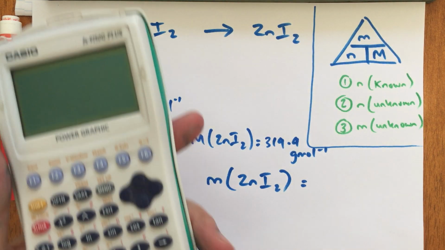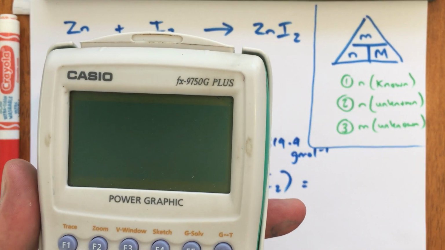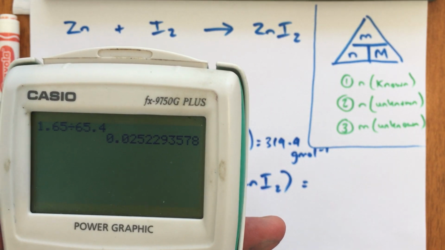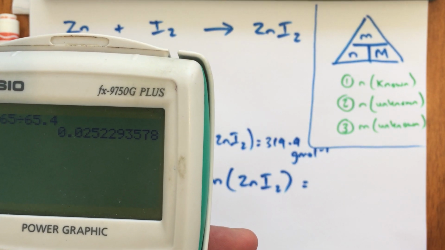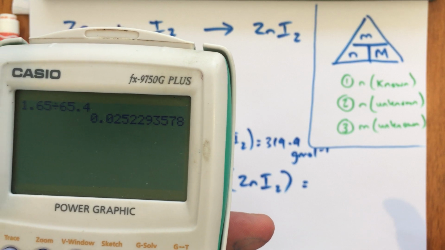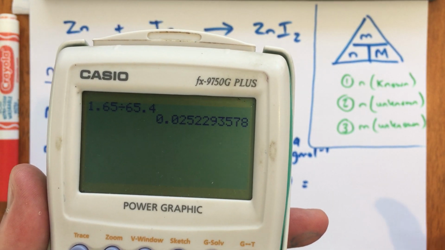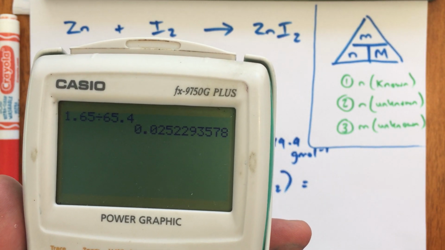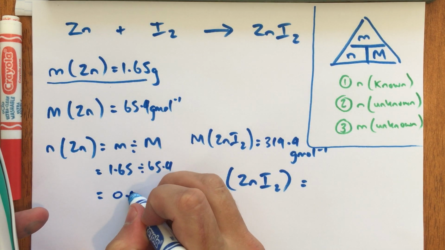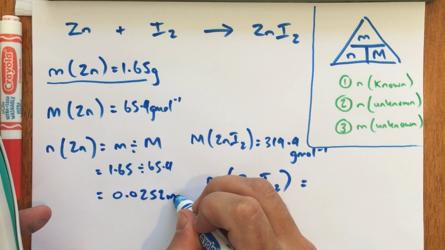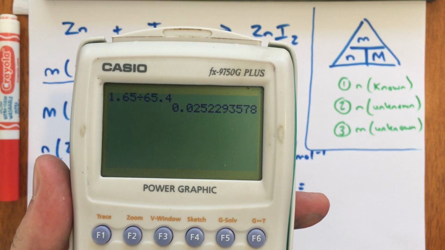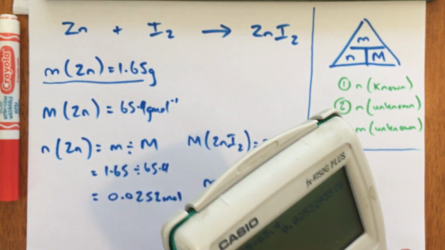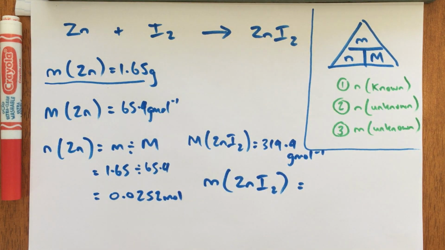I'll grab my calculator. 1.65 divided by 65.4 equals 0.0252293578. I don't need that level of detail on my calculation. I'm going to, on paper, record it to the first 3 significant figures, which will be 0.0252. And that's in mole. I'm going to leave it unrounded in my calculator so that I can get the most precise answer possible throughout my 3-step process. So step 1 is now complete.